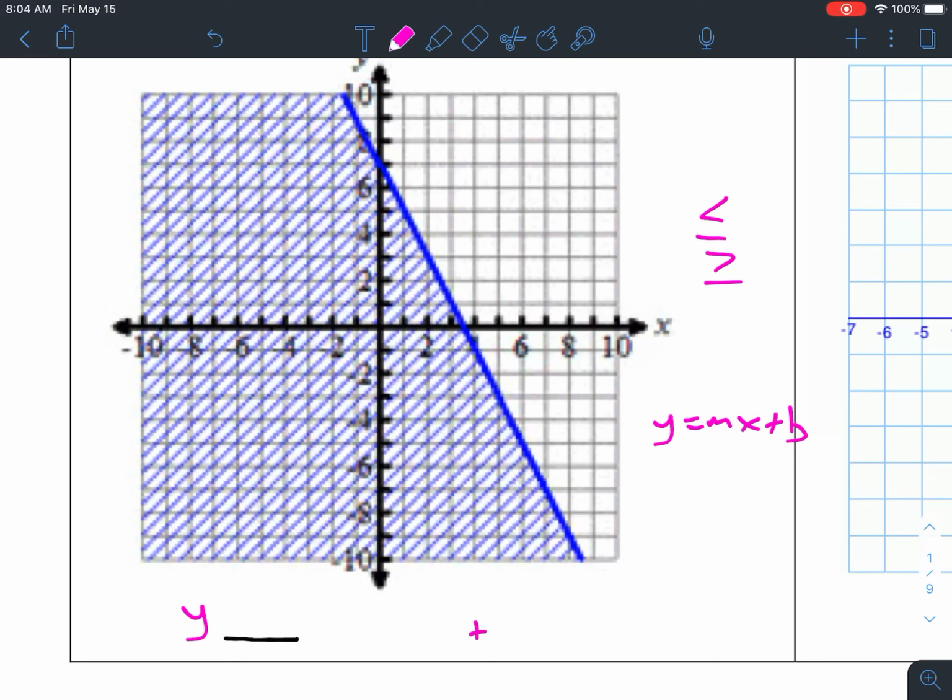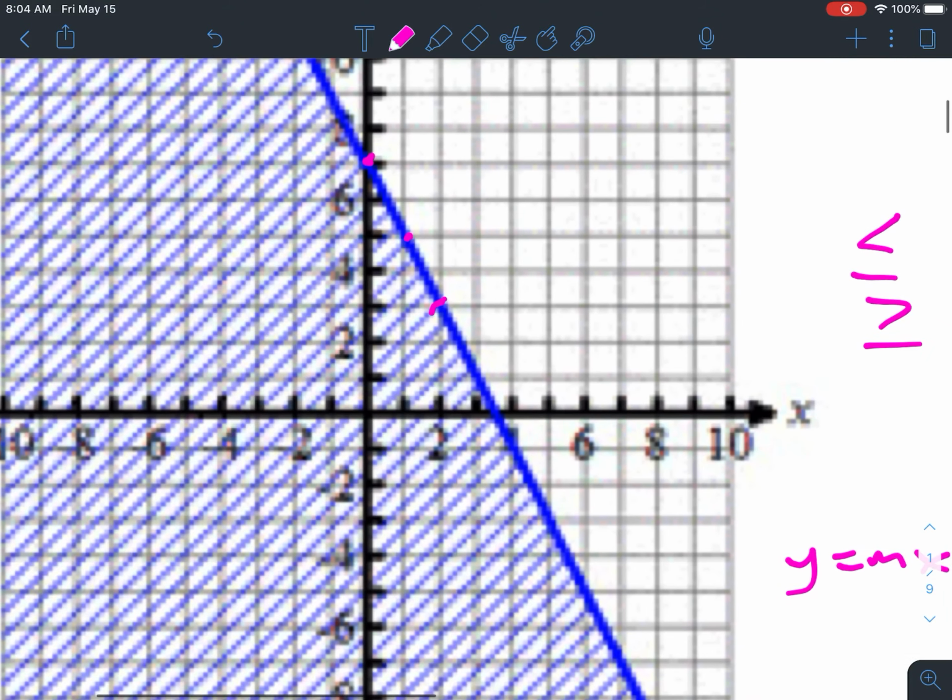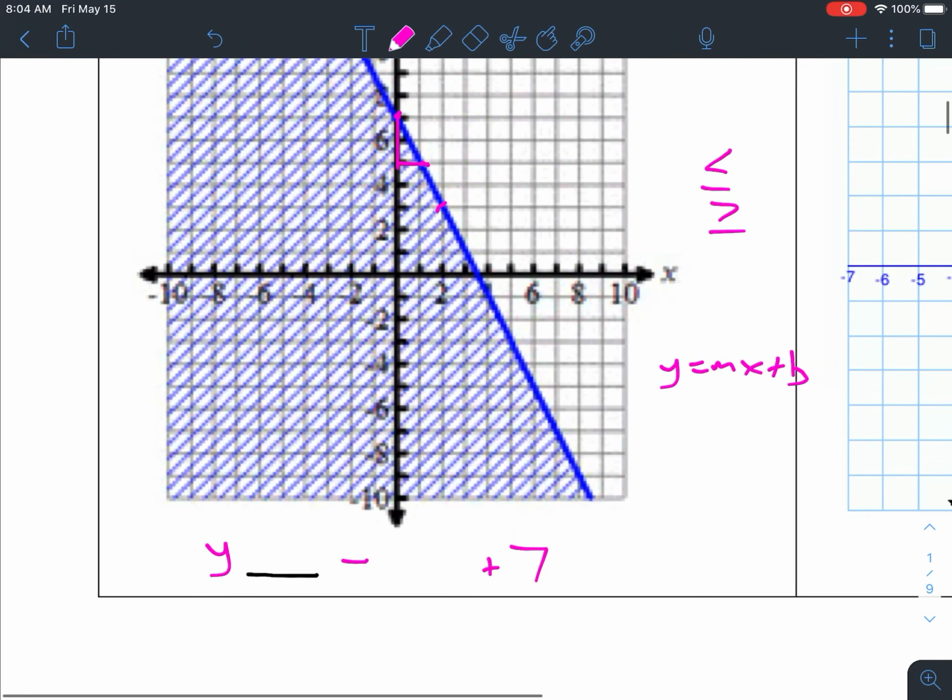Our b would be plus 7 because it hits right there, and we go up every 2. And we know it's going down, so it's going to be a negative again. So we can look and see, it looks like it hits each time right here in those pink lines. So it looks like we're going down 1, 2, and over 1. So that just means that's a negative 2x.